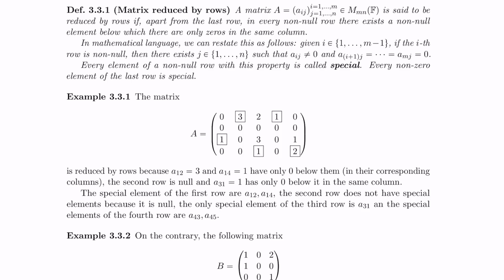We had also introduced the concept of matrix reduced by rows, which is a matrix such that in every non-null row there exists a special element, which is an entry below which in the same column there are only zeros.